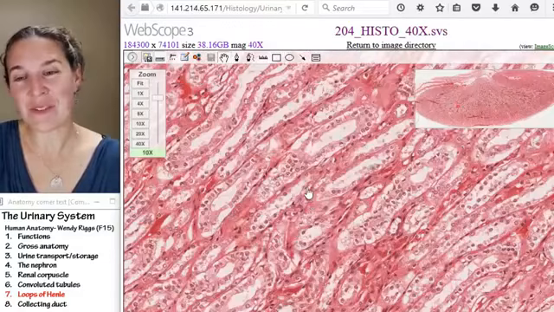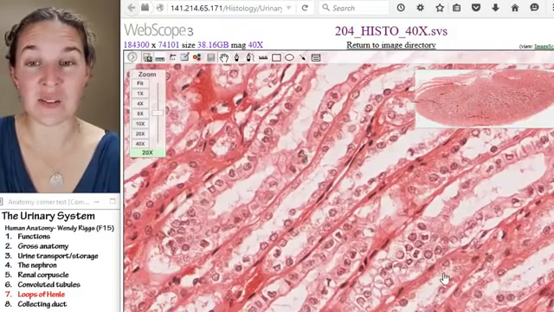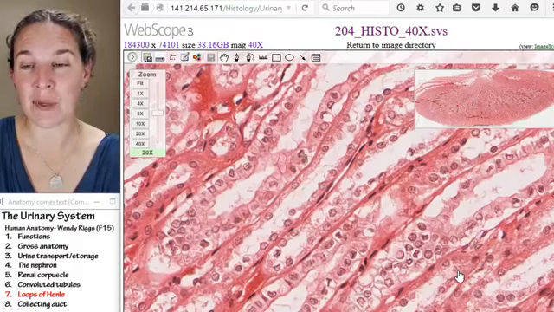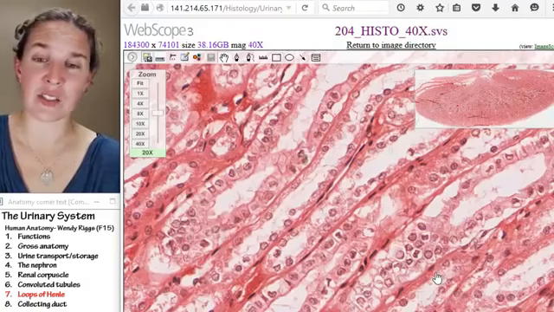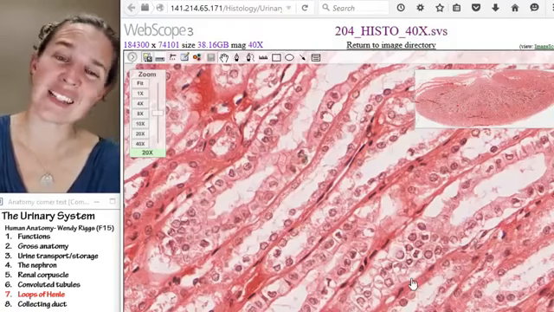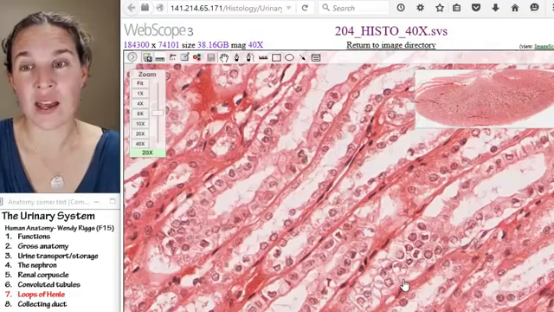Can we tell the difference between the descending and the ascending loop of Henle in our histo slides? Not going to happen. Can we tell the difference between the collecting ducts and the loops of Henle in histo slides? Someone can, I guarantee. We're not going to do that either.